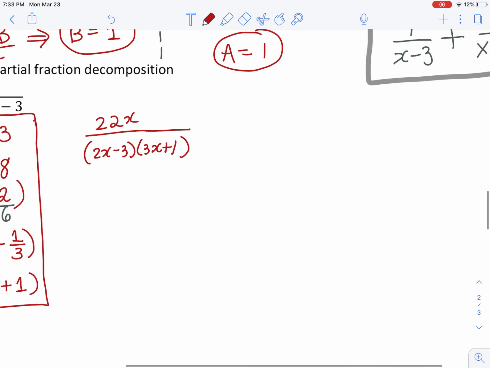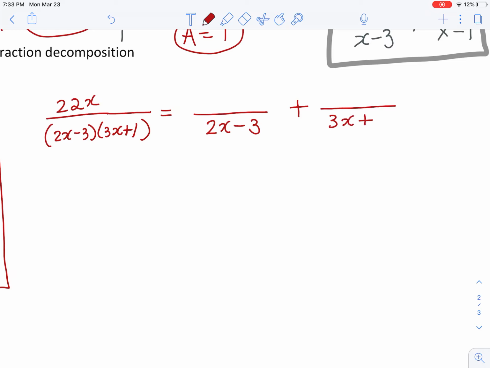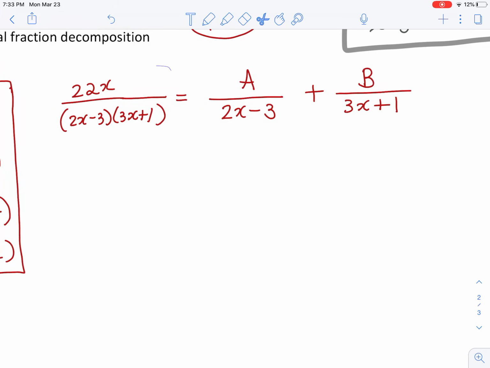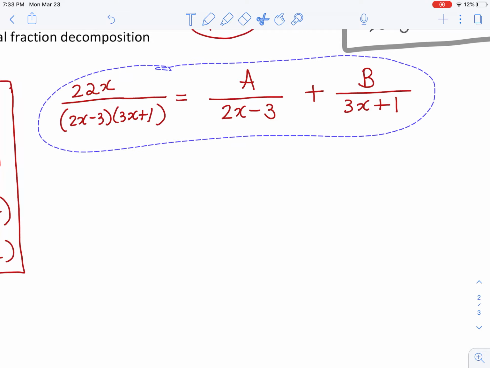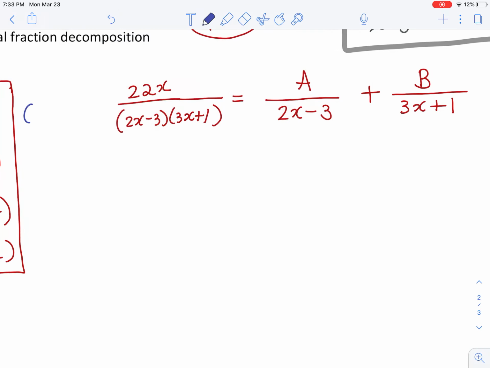It should be 22x. And that equals, and I don't need to look at my factoring work anymore, the first fraction on the right side will have 2x minus 3. And then the other one will have 3x plus 1. Put A and B on the numerator, please. And after that point on, it's the same business, right? Now, let's multiply both sides by their least common multiple, 2x minus 3 times 3x plus 1.